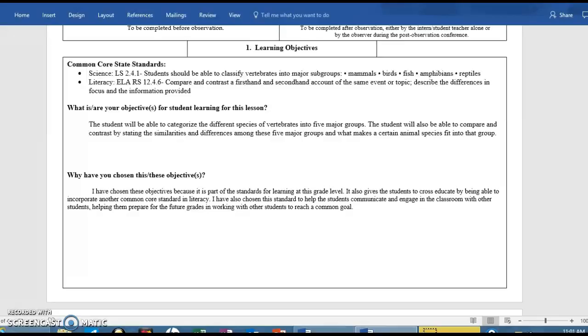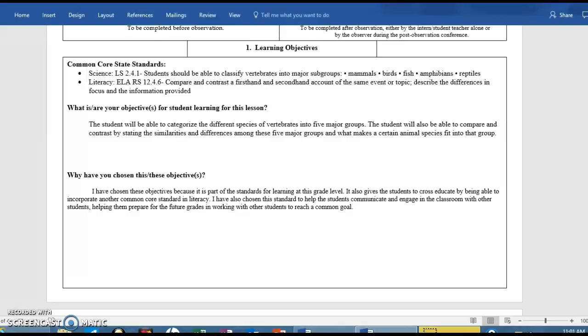What is your objective for students learning this lesson? The students will be able to categorize the different species of vertebrates into 5 major groups. The student will also be able to compare and contrast by stating the similarities and differences among these 5 major groups and what makes a certain animal species fit into that group.